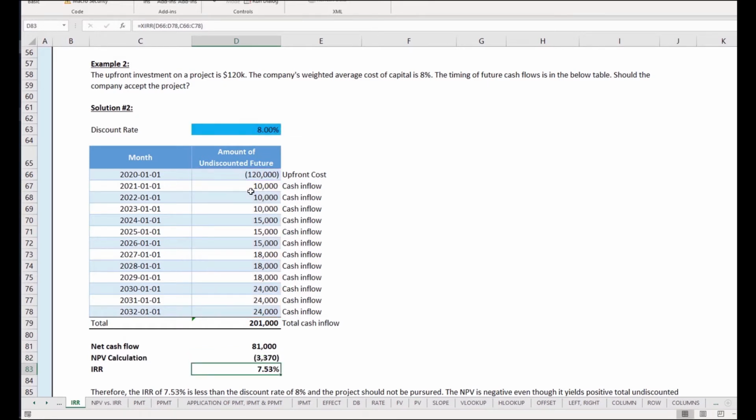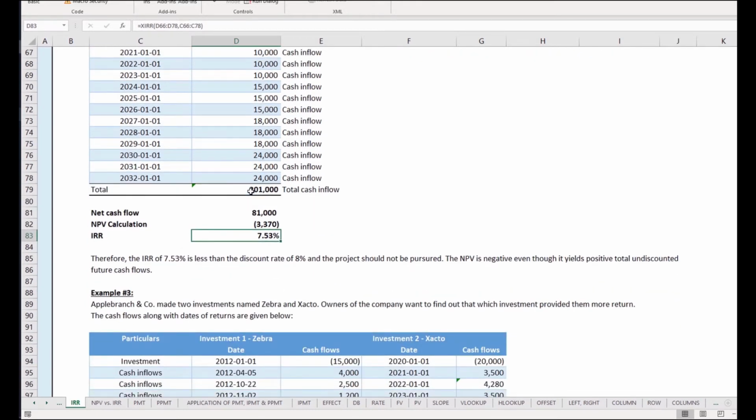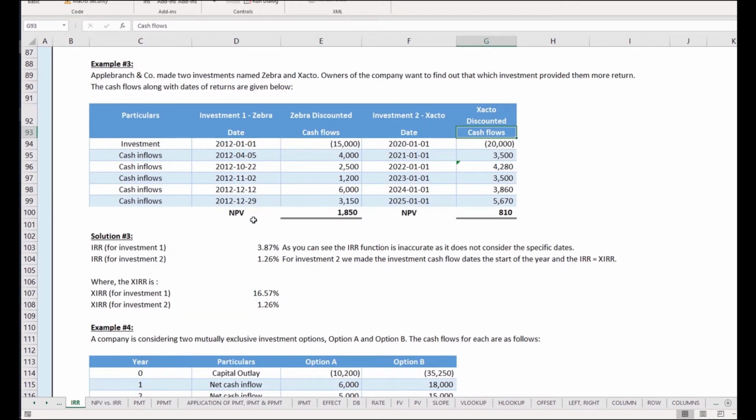This is a good example that shows that you need to take into consideration the time value of money. At face value, it seems like this may be a profitable and lucrative investment because the net cash flow is $81,000. But when you consider the cost of capital, it's actually a negative NPV and the IRR is less than the cost of capital. Let's take a look at a third example.